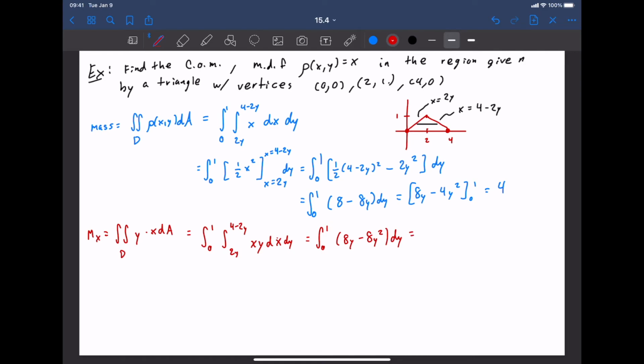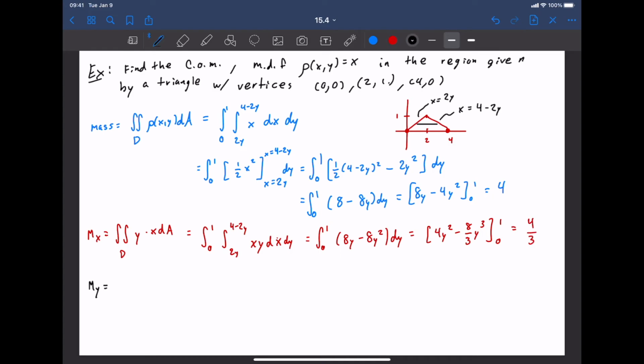That trick does not always work. It will not work when we find the moment about the y-axis, for sure. And so I'm getting 4y squared minus 8/3 y cubed, all from 0 to 1, which is 4/3. One last thing to go.